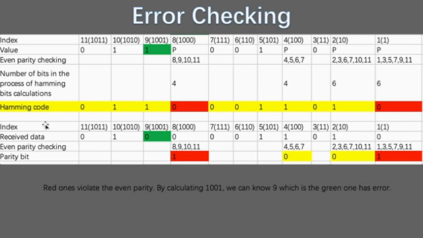And suppose here the received data has some error in the 9th position. We calculate the parity bits in the received Hamming code, which is this one. And we will find that the red area actually violates the even parity checking. So it means the value of 1001 indicates the position where the error happened. 1001 is exactly 9, so it means position 9 has the error.